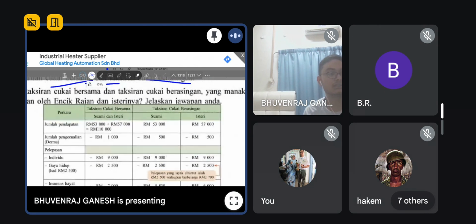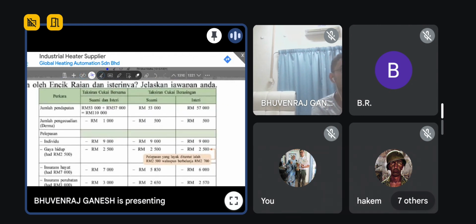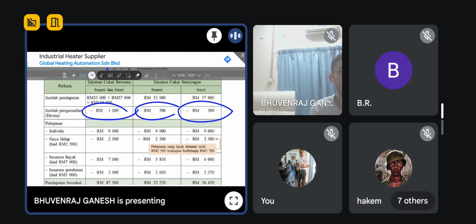So basically you can see joint tax, separate tax. Over here, joint tax, our total donation is 1,000, like what I asked you. So you must minus 1,000, not 500. If separate tax, berasingan, then you minus 500. Then all these values you can refer to the table, every single thing.